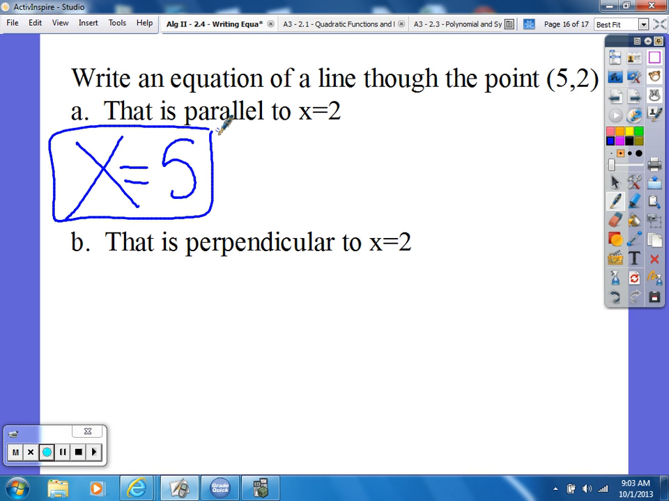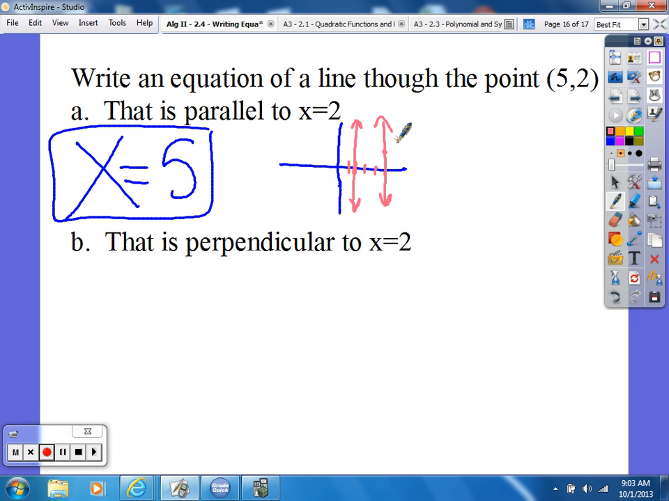You okay? Okay, so let's graph it real quick. X equals 2. This is 2, right? So I need a parallel equation that goes through 5, 2. Let's see, 1, 2, 3, 4, 5, 2 is right there. So if I need a parallel equation, it has to be the same way, right? And it goes through 5 again on the x-axis. So that's the second way to look at it, by using the graph.